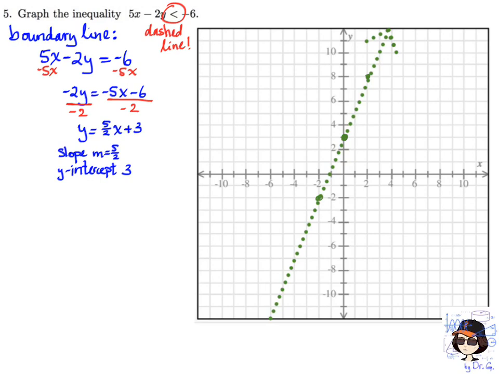And I made it a dotted line. So I actually plotted 3 points. You only need 2, and drew the line. All right. So now we're not done. We know we're going to shade either the left side or the right side of this line.